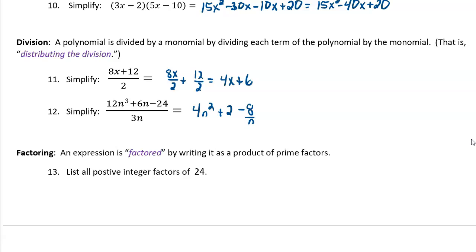Our next skill in Chapter 5 is called factoring. Factoring is when you rewrite a polynomial as a product of prime factors. In order to factor polynomials, you have to know the factors of numbers. For example, what are all the factors of 24? One pair of numbers is 1 and 24. Another pair is 2 and 12. Another pair is 3 and 8, and another pair is 4 and 6. That skill becomes important when you factor trinomials.